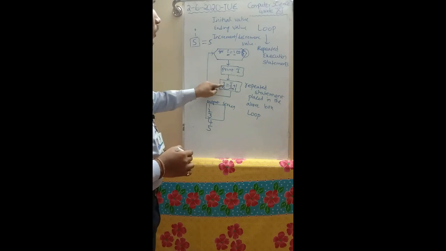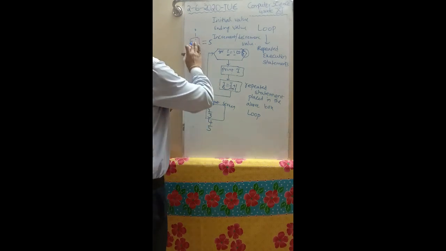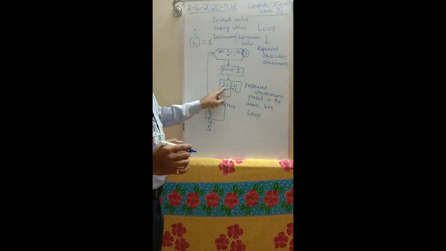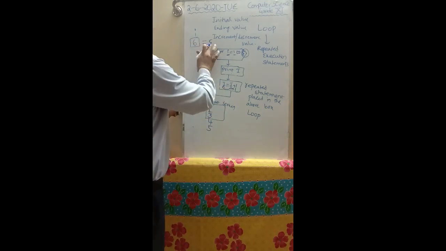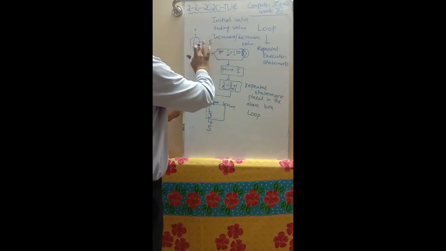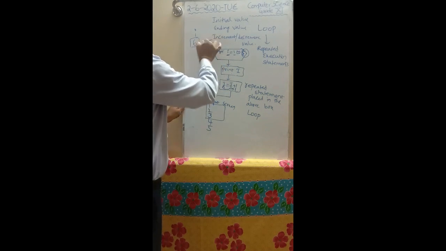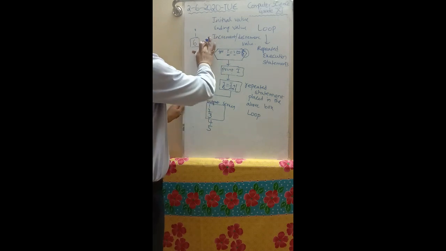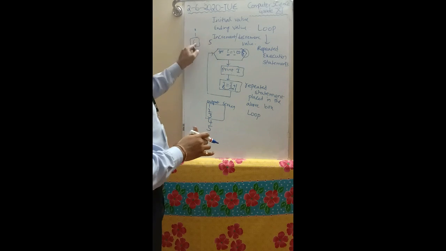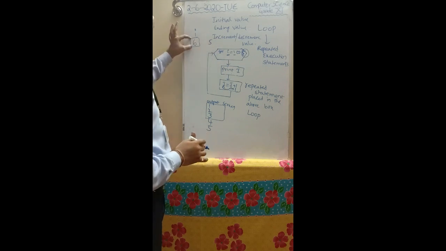So I is equal to I plus 1. See, the I value changes from 5 to 6. 5 plus 1 is 6. Again it comes to this statement and compares with 5. But these are not equal, as I has increased from 5 by 1. That's why it returns false.